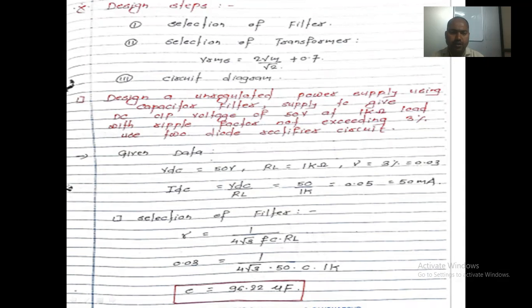With the ripple factor not exceeding 3%, they have also given the value of the ripple factor. So the notation for ripple factor is gamma equal to 3%, which indicates 3 divided by 100. It is nothing but 0.03. 3 divided by 100 is nothing but 0.03. Okay, up to that.